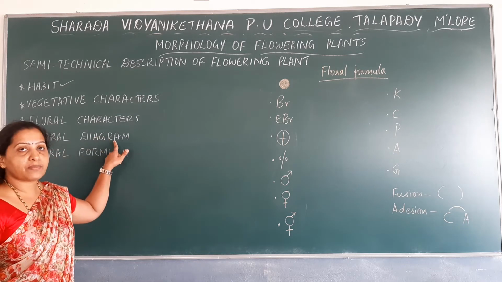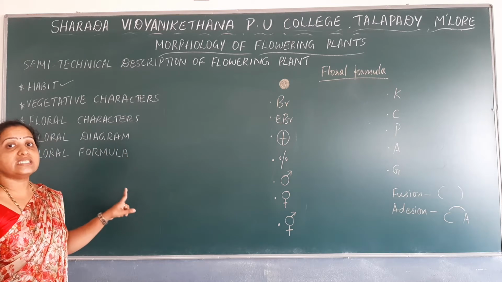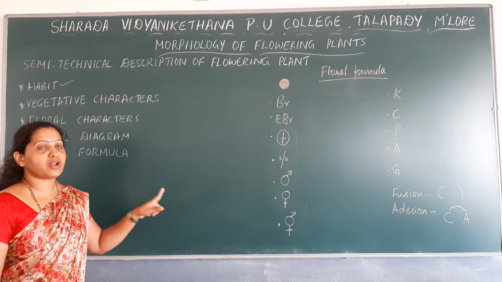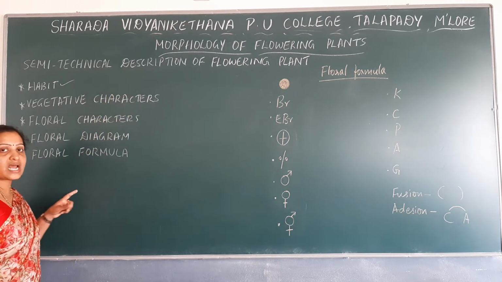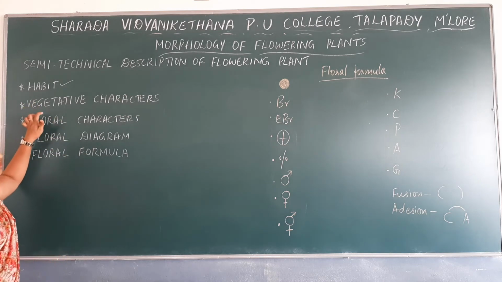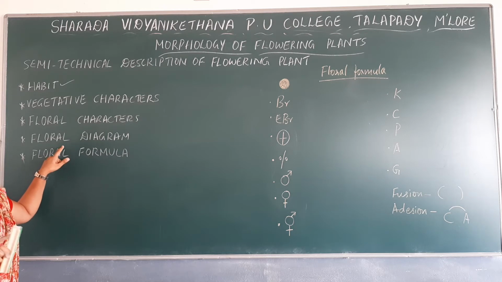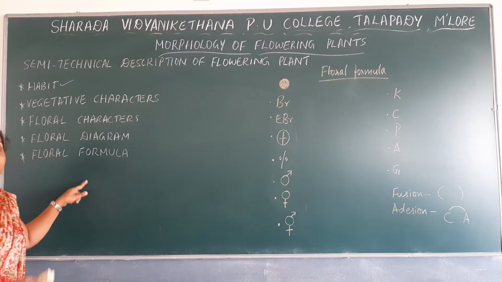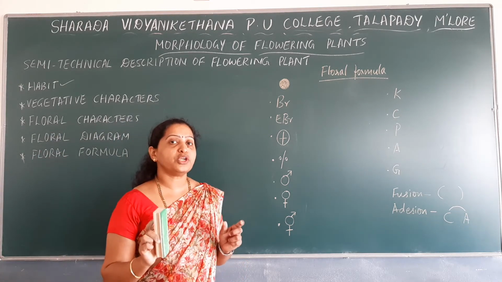The diagrammatic representation of various parts of a flower is known as the floral diagram, whereas the symbolic representation of various parts of a flower is known as the floral formula. So this is how, in sequence, we describe a flowering plant: habit, vegetative characters, floral diagram and floral formula. For the floral diagram we use certain diagrammatic representations. For the floral formula we use particular symbols, for each whorl or each unit of a flower.